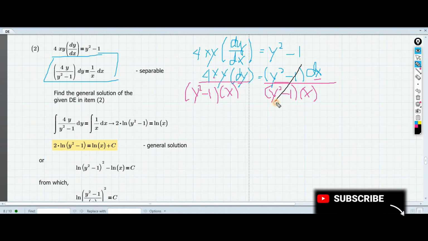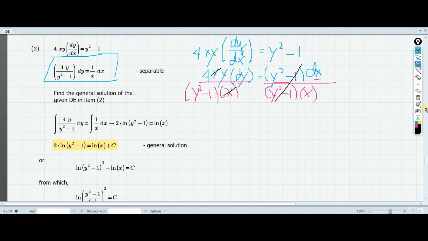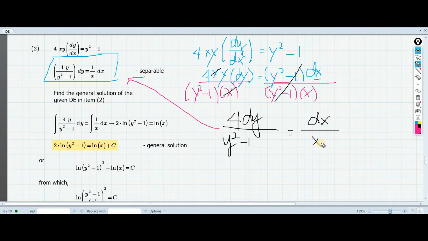And then, magka-cancel out ang x natin. At anong maiwan? We will have 4 dy over y squared minus 1 is equal to dx over x. Okay, so the same tayo nang nakuha dito. Okay, very nice. So, separable yan. Now, hahanapin natin yung general solution. Okay, so para hanapin yun, integrate natin. Pag in-integrate natin yung dx over x, we will have ln of x. And then, yung ating 4 dy over y squared minus 1 ay magiging 2 ln of y squared minus 1.